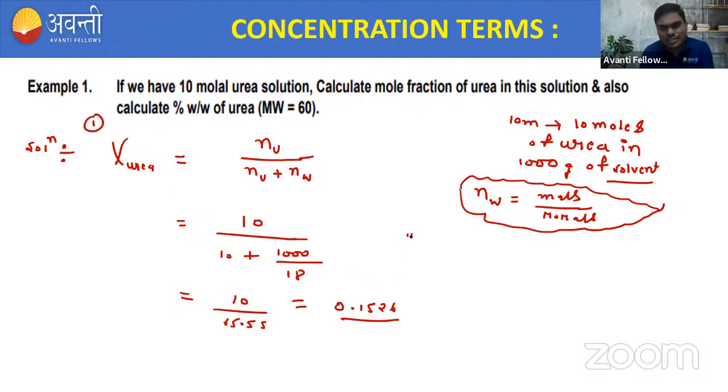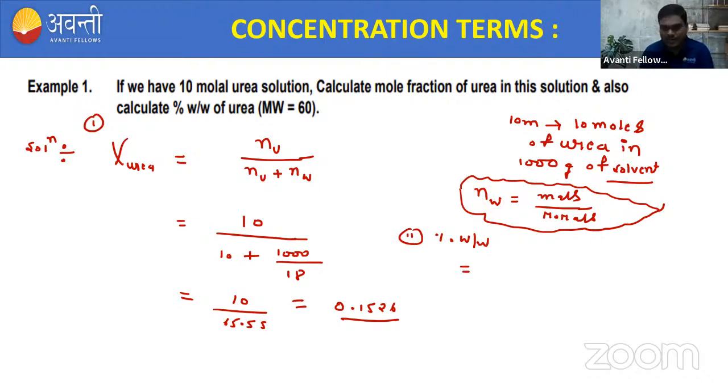Now, the next thing in this question, they are asking to calculate the percentage weight of urea. So how will you calculate the percentage weight by weight? We know that weight by weight is nothing but the mass of the solute divided by the mass of the solution.